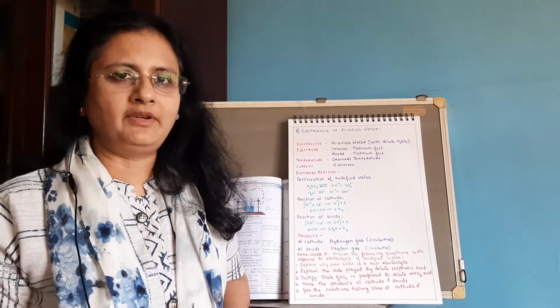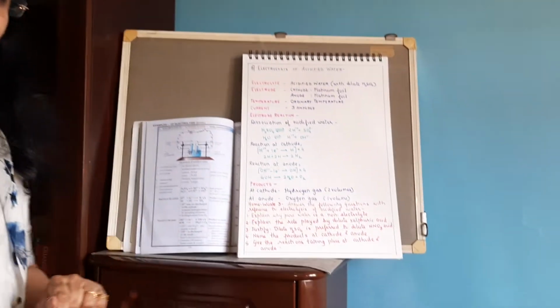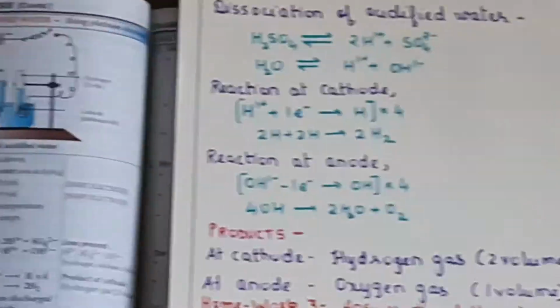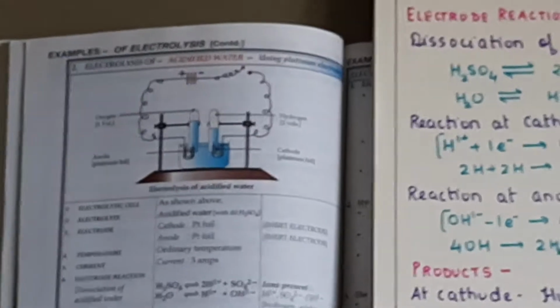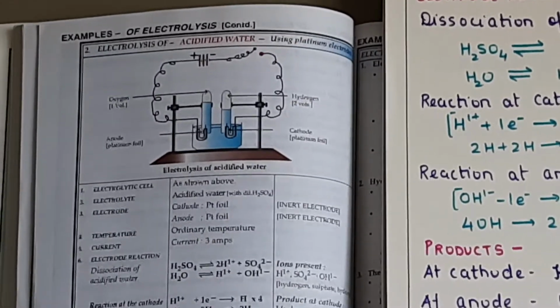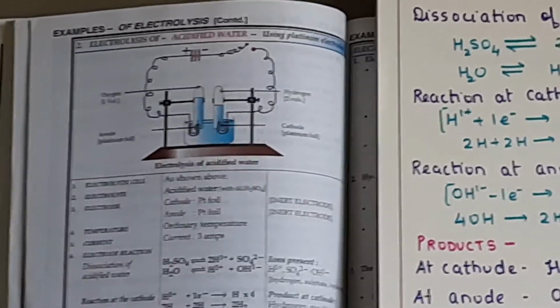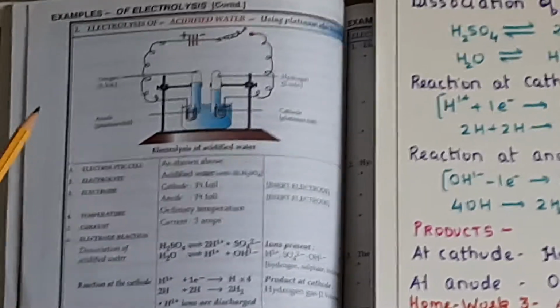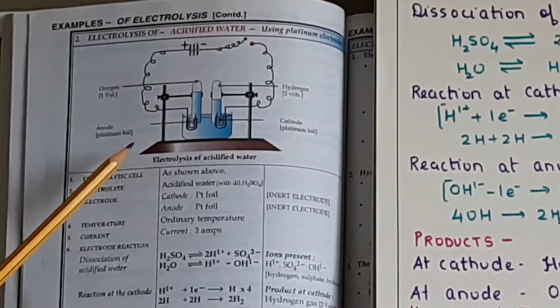Now I want you to have a look at the diagram. For that you have to keep your chemistry textbook, the Virav Dalal textbook, handy, and open to page 114. So just look at this diagram here. This is electrolysis of acidified water.